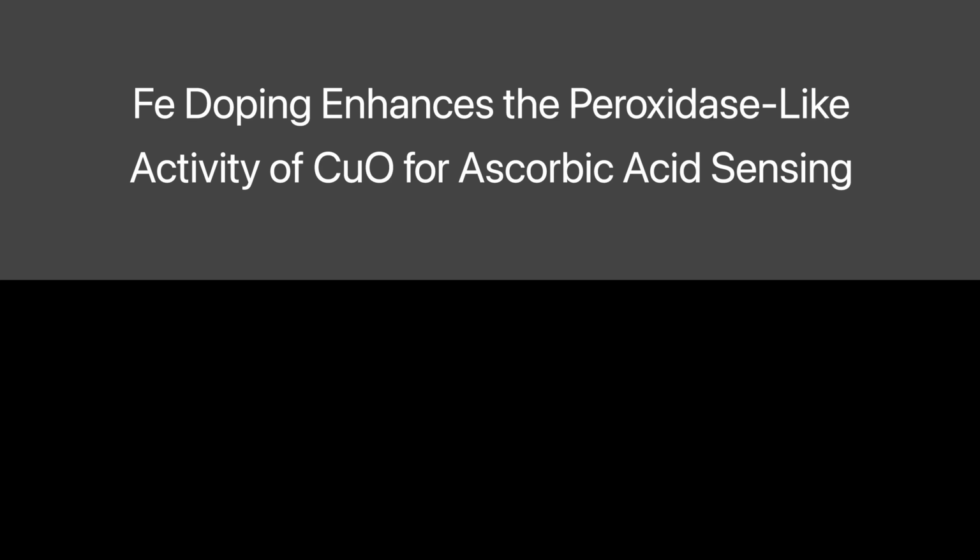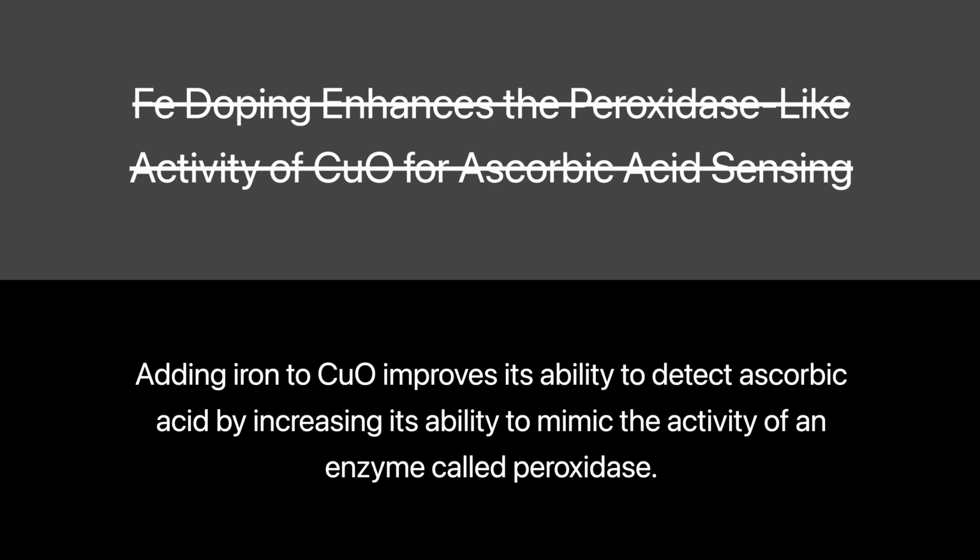Let's start by translating the title into more accessible language. When you read this title, you can understand it to mean, in very simple terms, that adding iron to CuO improves its ability to detect ascorbic acid by increasing its ability to mimic the activity of an enzyme called peroxidase. Let's expand on that a little.